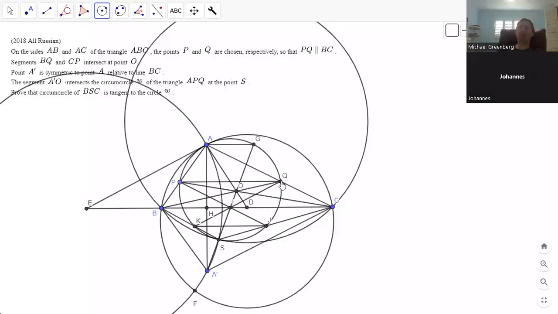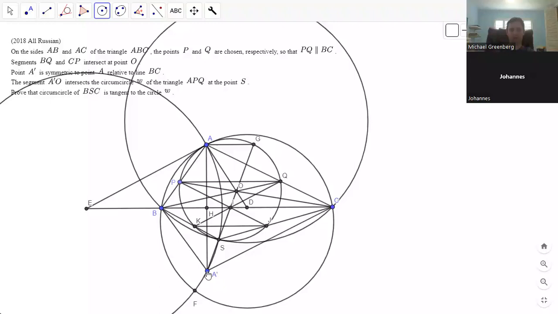I just introduced the point I by accident, but to show IP equals IQ, first of all, if we can show that these are all collinear, then I think it would solve the problem, right? Yeah.